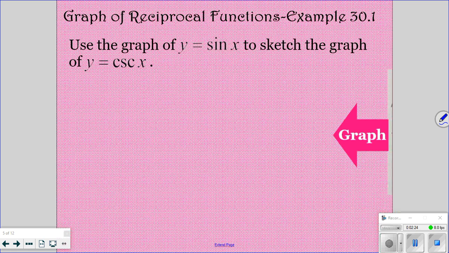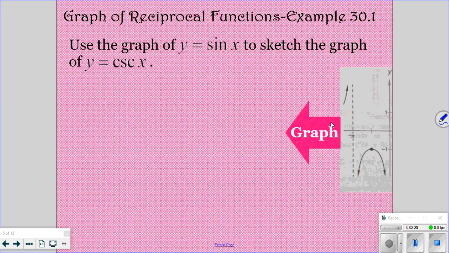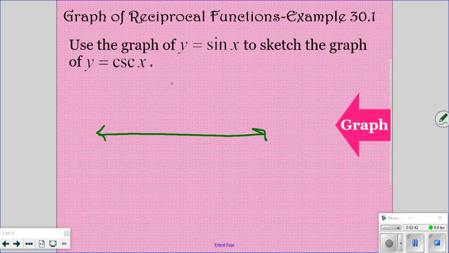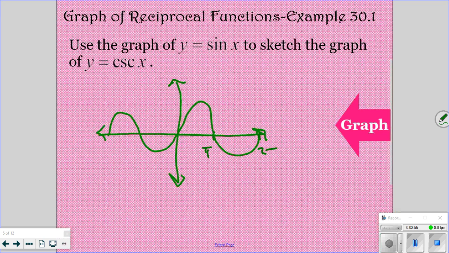So we're going to use the graph of sine to sketch the graph of cosecant. And so I've got the graph here, and so if you want to wait for me to pull that over, I can. I'm going to show you where it comes from though. Alright, so sine, I'm going to do in green. We're going to have pi and 2 pi and negative pi and negative 2 pi.